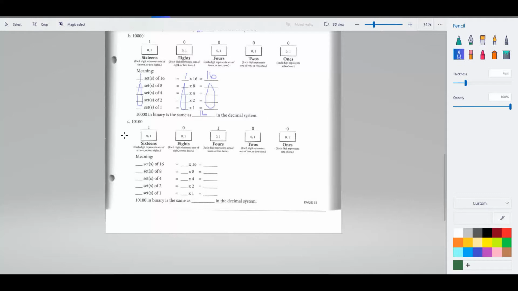Okay? And then you have this one here. Same thing. You're just going to put your 1 here. One set of 16 would be 16. You have 0 in everything else except your 4s. You have one set of that, so that'd be 1 times 4. And then you're just going to add them up. So you'd have 1, 0, 1, 0, 0 in binary, the same as 20 in the decimal system.